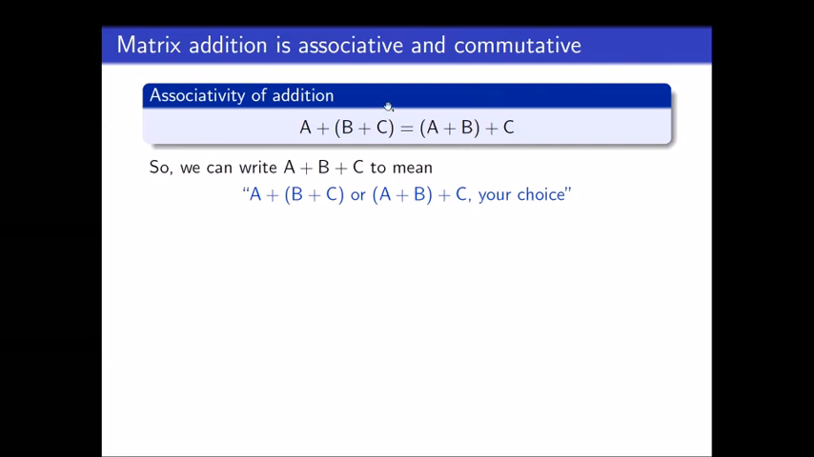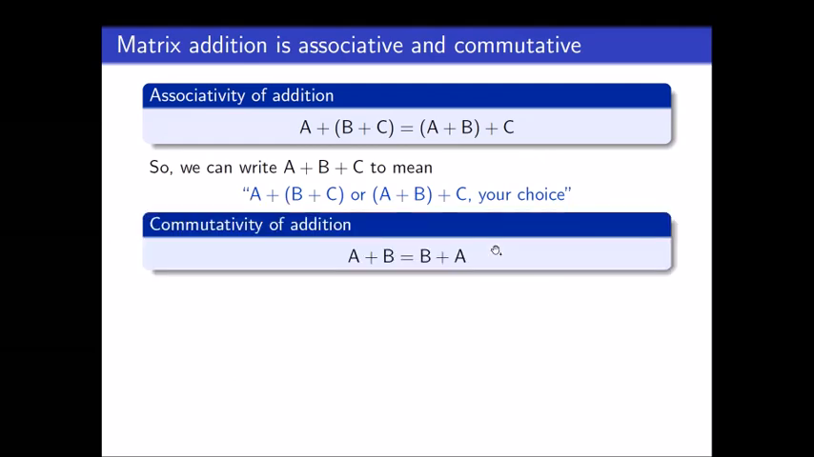So this basically means that if you have three matrices, and if you look at the sum of those three matrices, then it does not matter which two matrices we add first. So we could add B plus C first and then add A to them, or we could add A plus B first and then add C to them. And they will give us exactly the same answer. And since this always happens, we say that matrix addition is associative.